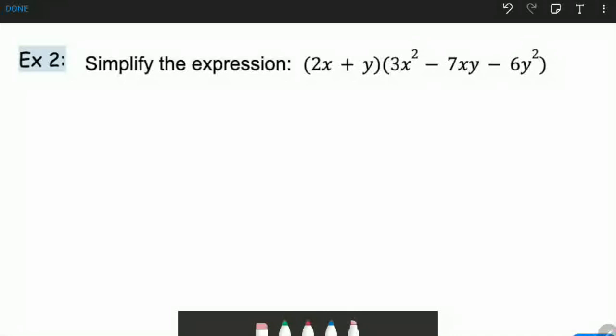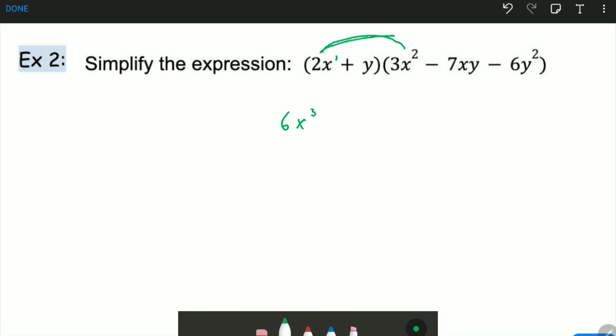Okay, so here we're going to simplify the expression. We have a product of two polynomials, the first polynomial being 2x plus 7, and the second polynomial is 3x squared minus 7xy minus 6y squared. So we're going to require distribution to do this, and we're going to need to distribute the first term through. So 2x times 3x squared, multiplying my coefficients, gives me 6. And whenever I deal with my variables, make sure to add the exponents, giving me x to the third.